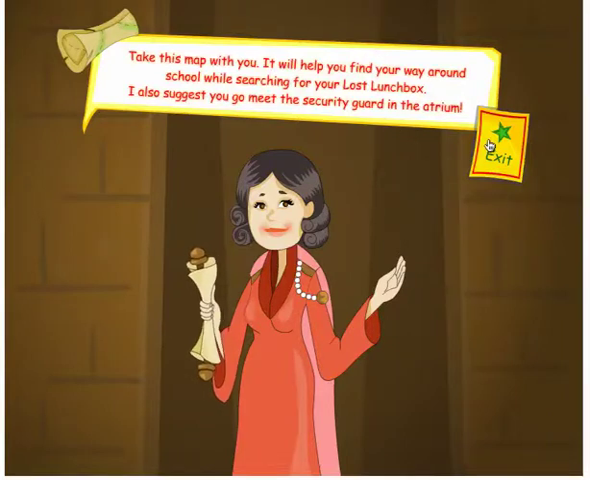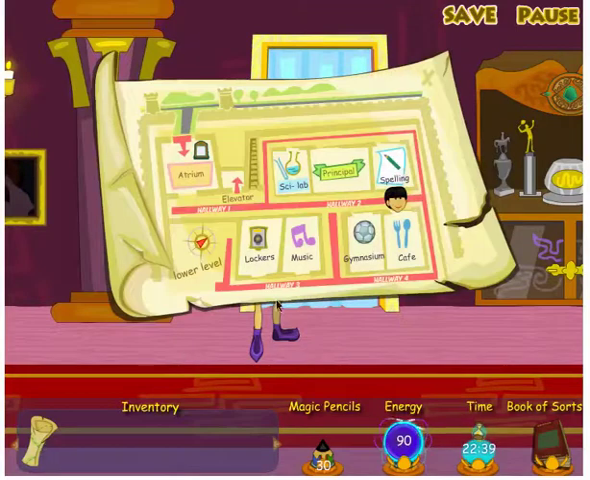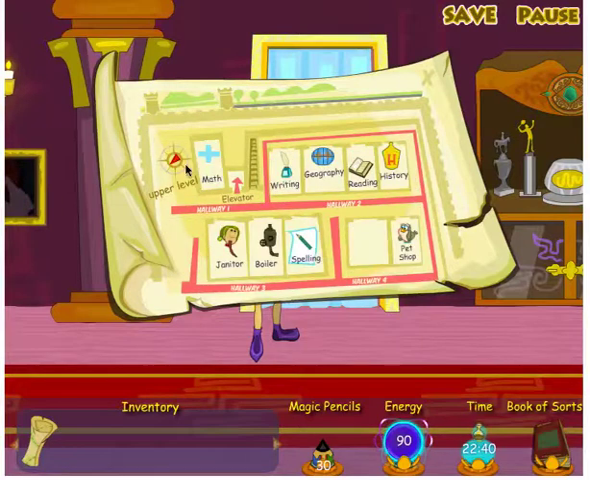So I click Exit. Now I have this map in my inventory. This is a map of the school. So now I know where all of, here's where I am. I know where all of the rooms in the school are. That's the lower level. Here's the upper level.